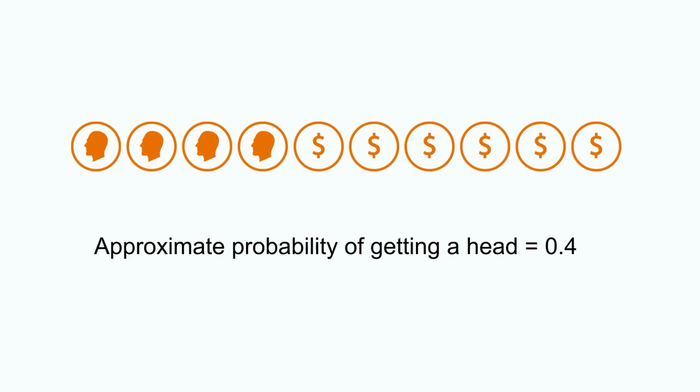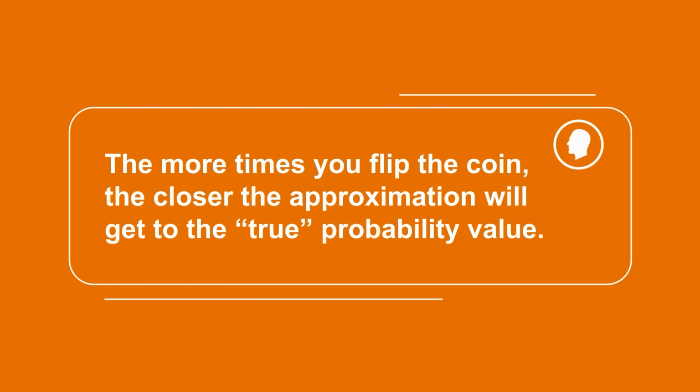How can we get a better estimate? Well, we could try flipping the coin more times, a lot more. In fact, the more times we flip it, the closer our approximation will get to the true probability value. We can use software to simulate tosses of a coin using a random number generator and see the result of 10 tosses, 100 tosses, even 1,000,000 tosses. You'll see the result of our experiments getting closer and closer to 0.5.